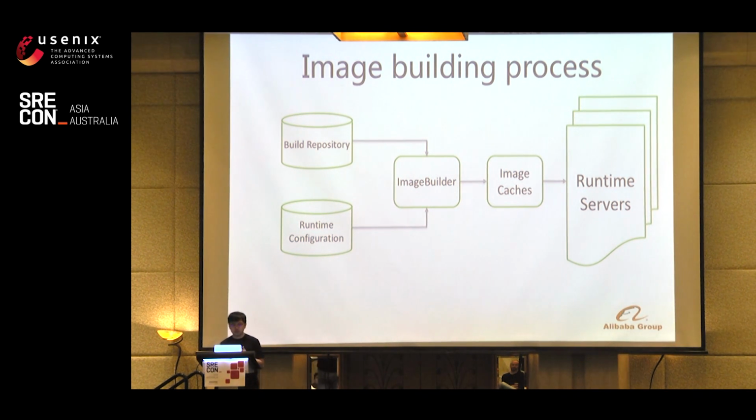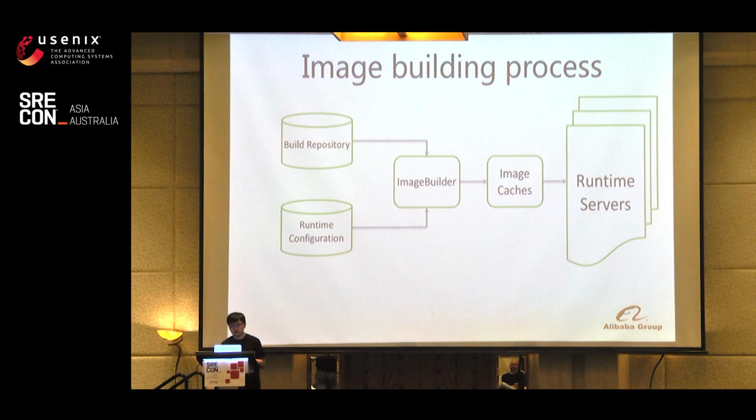Then the image builder builds the image and puts the image into the image caches. The image cache is a distributed service in each data center. So you can see that the build repository and runtime configuration are a global service, which means we have only one service in the world. And the image builder is a region service, which means it will cover the regions, like we have several regions in the United States, several regions in Europe, and we have different regions.